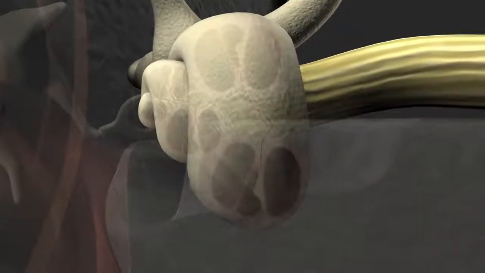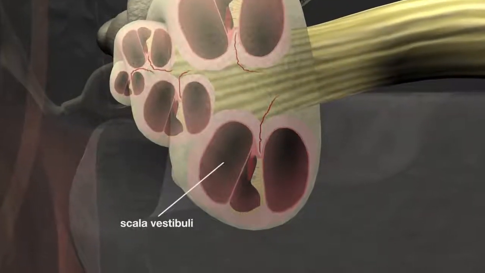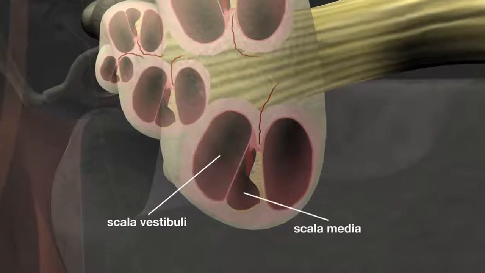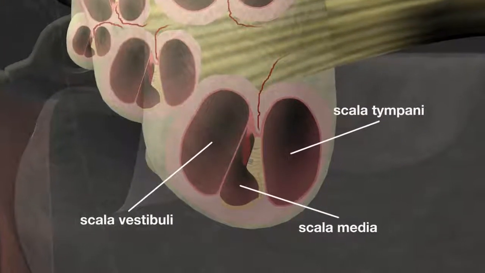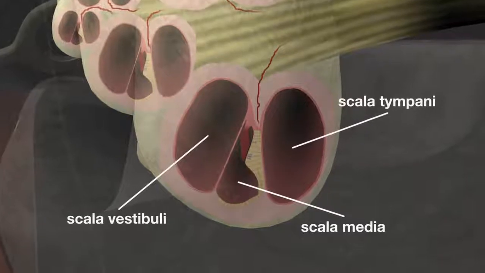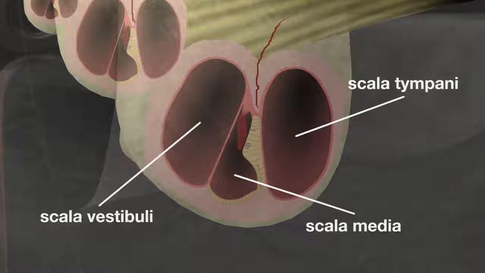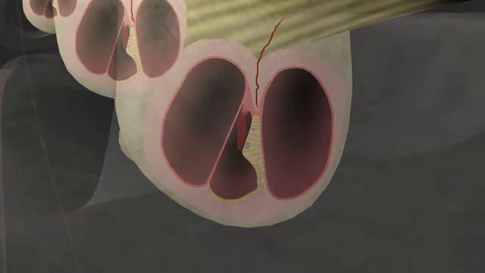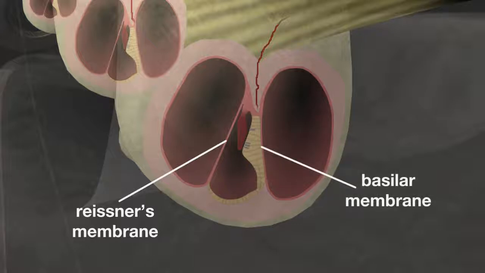It is split into three distinct sections, known as the scala vestibuli, scala media, and scala tympani. The scala vestibuli and the scala tympani contain perilymph fluid. The scala media contains endolymph fluid. Reissner's membrane separates the scala vestibuli from the scala media, and the basilar membrane separates the scala media from the scala tympani.